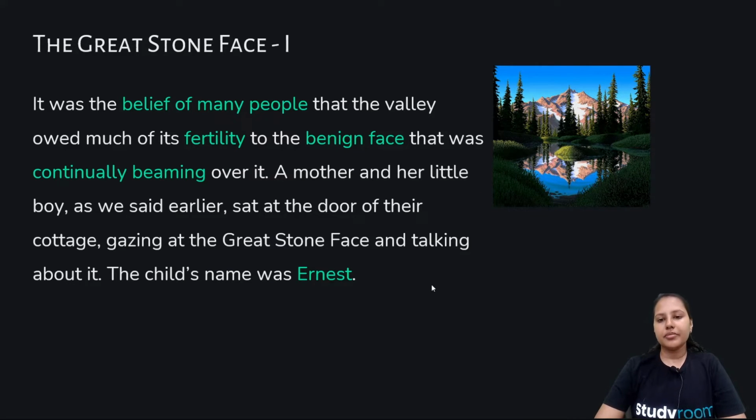So, a lot of people believe that because of the valley and the fertility that is growing in the agriculture, the face has actually started showing upon it. But then, this is what the stone face is all about. This is the description given. It's actually a heap of rocks from a mountain, which, when seen from a distance, looks like a human being, but really doesn't have such a face.